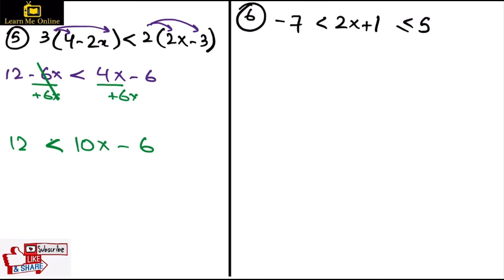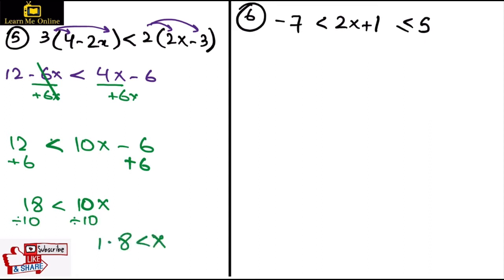The next step is you do the inverse of minus 6, which is plus 6, and 12 plus 6 would be 18, 18 less than 10x. Now you divide by 10 on both the sides. So when you divide by 10 on the other side, you would have 1.8 is less than x. As I said, you can even write it the other way, because it's opening towards the x, it would be opening still towards x, and that would be x is bigger than 1.8.